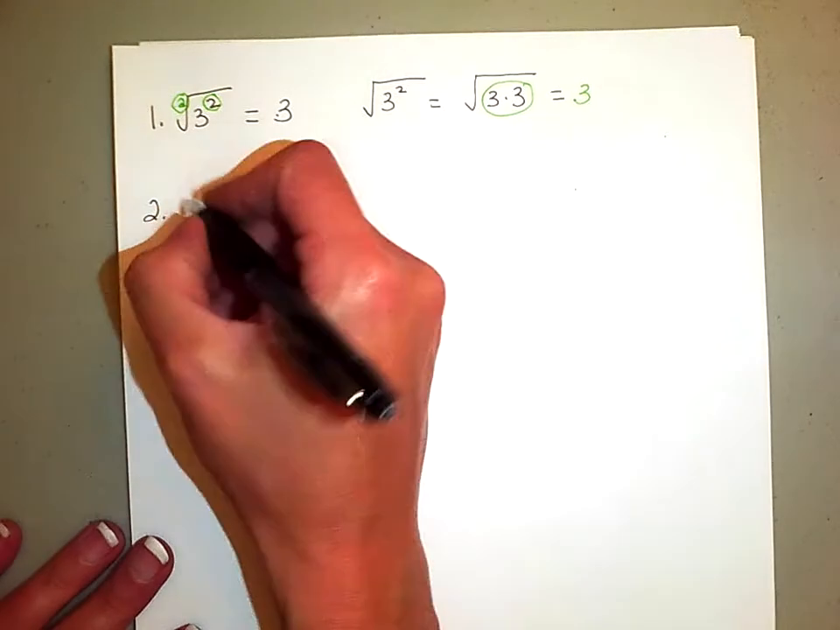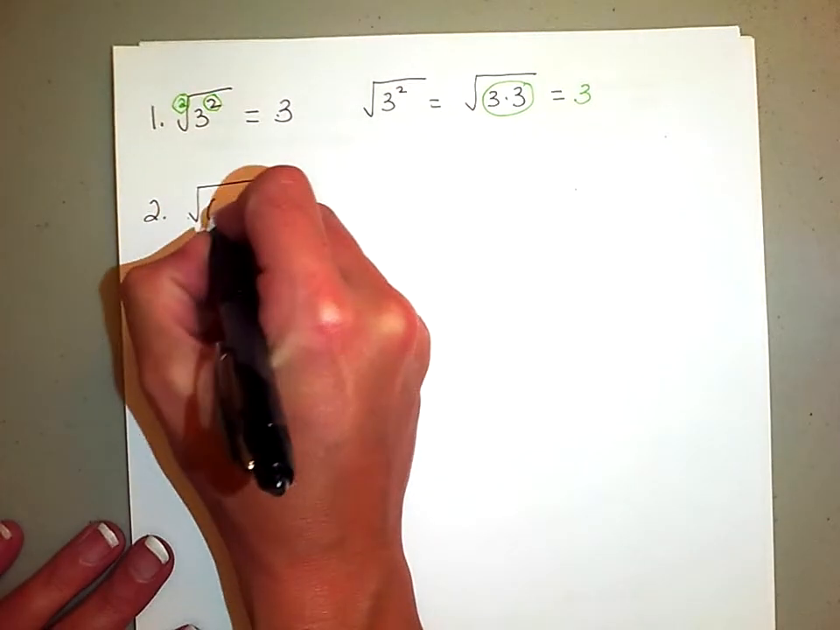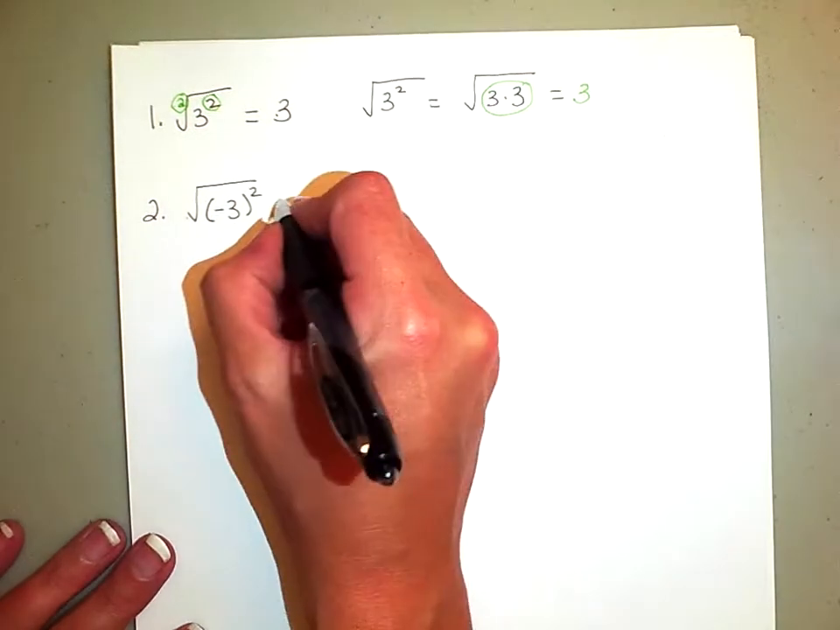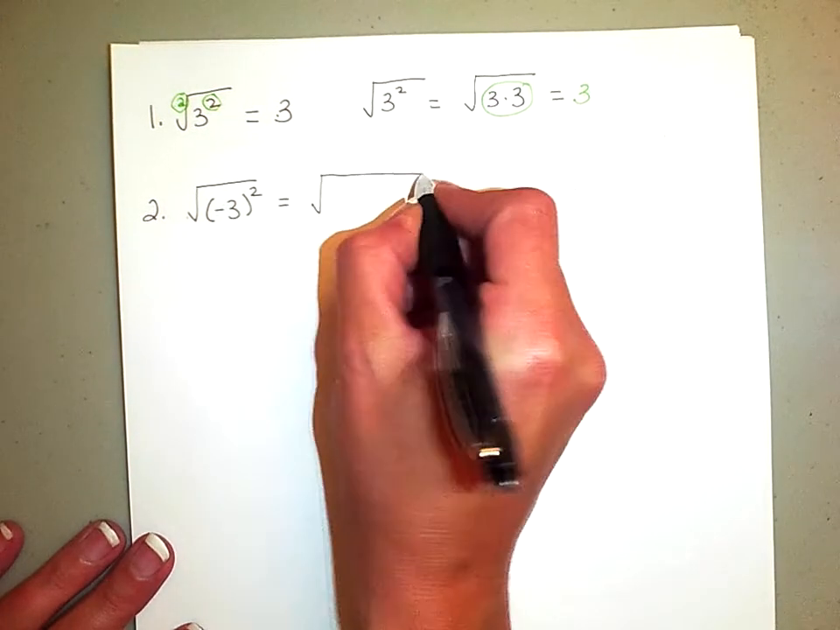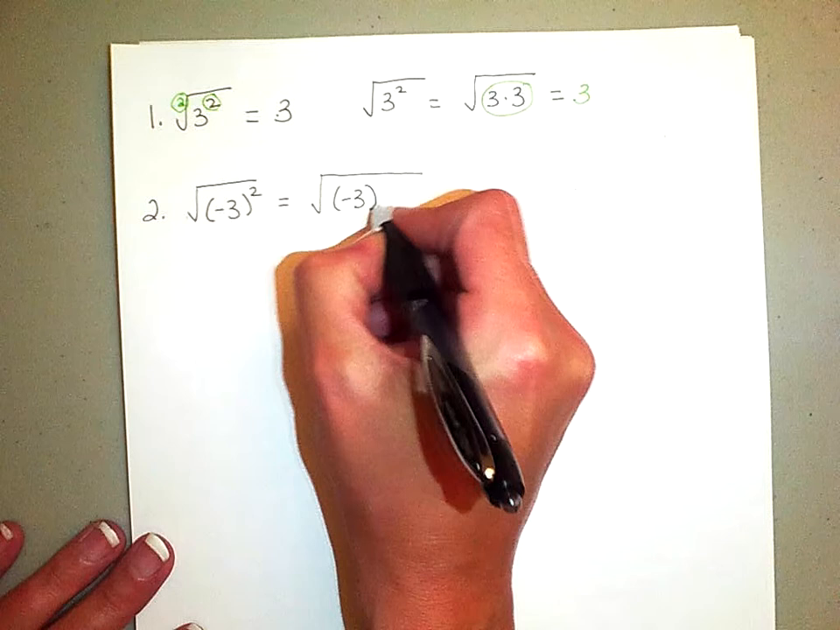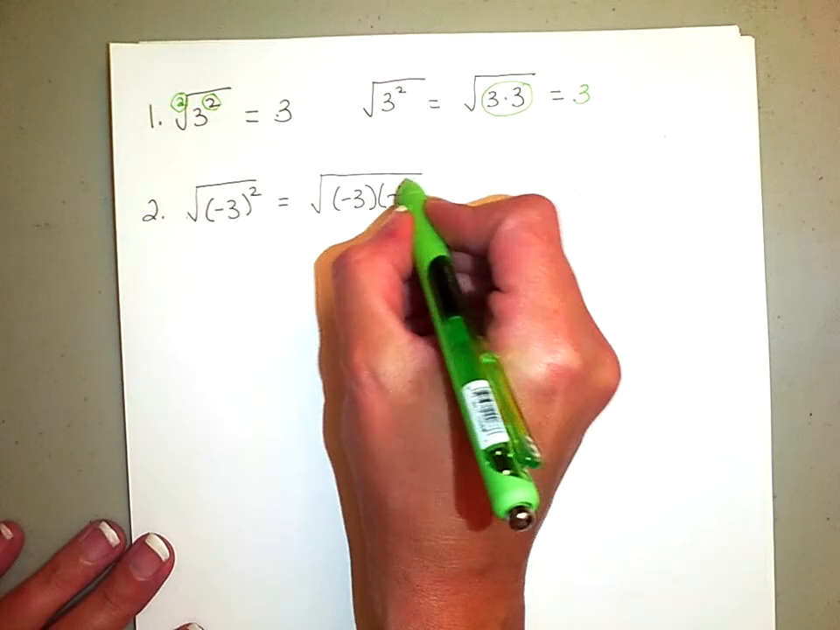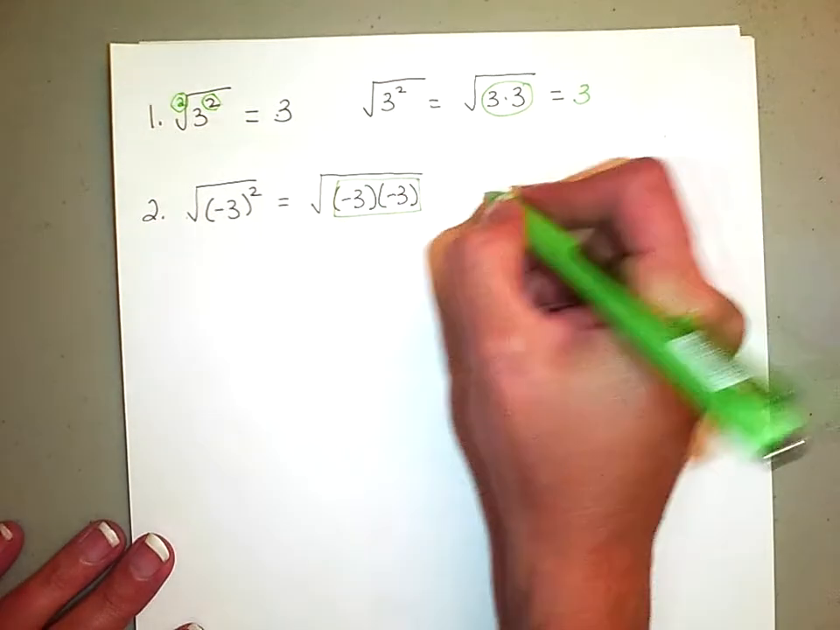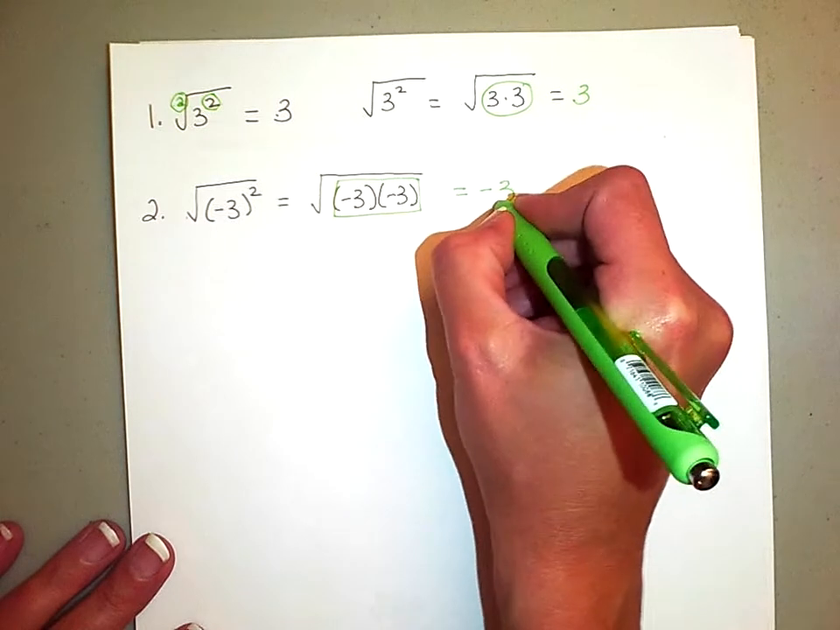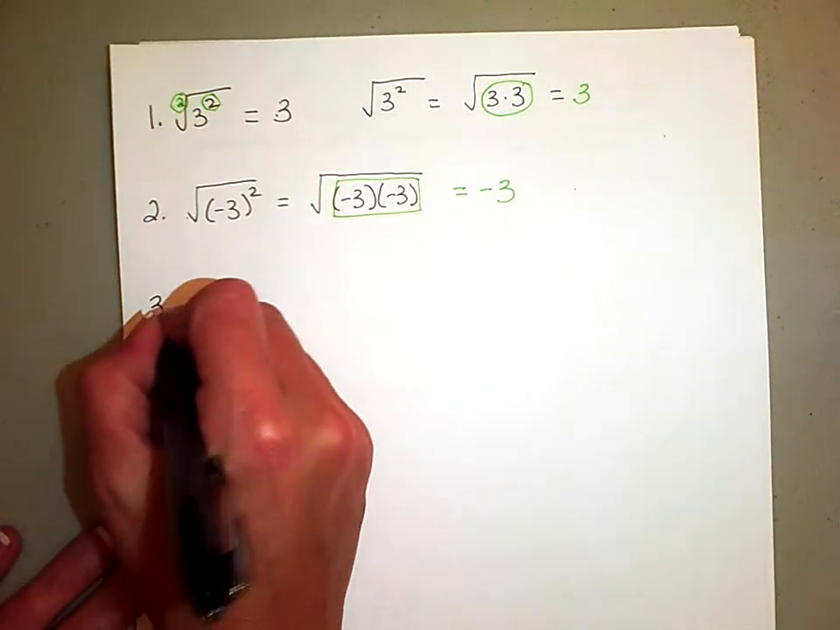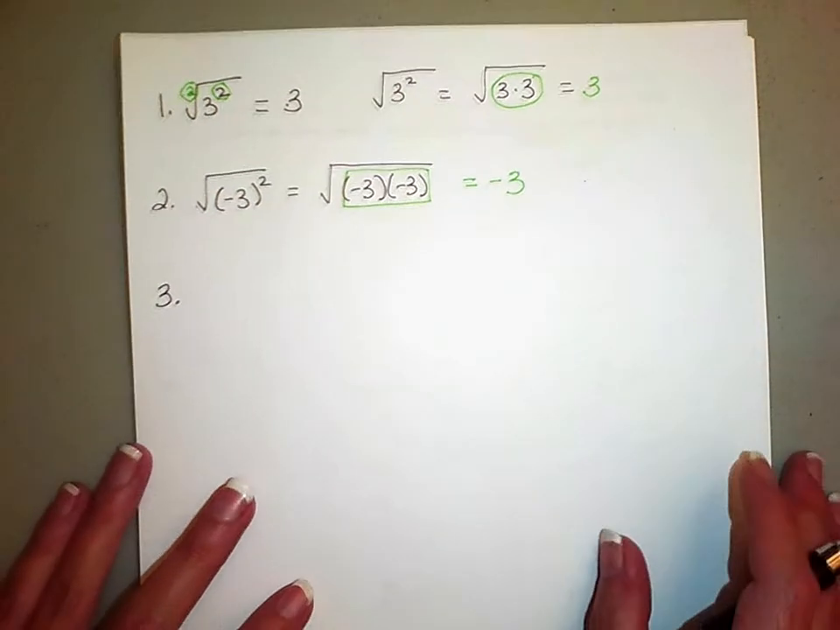And we can apply that concept now to number 2, where we have the square root of the quantity negative 3 squared. That means negative 3 times negative 3. And there's a group of 2 negative 3's, so our answer will be negative 3. I do the grouping so it'll make more sense when we get to the cube root.